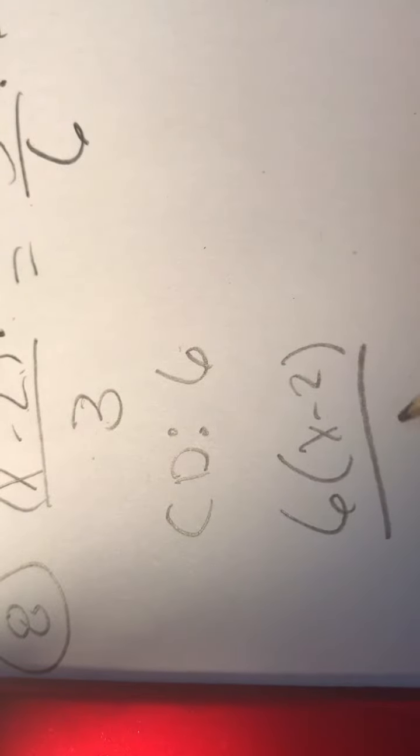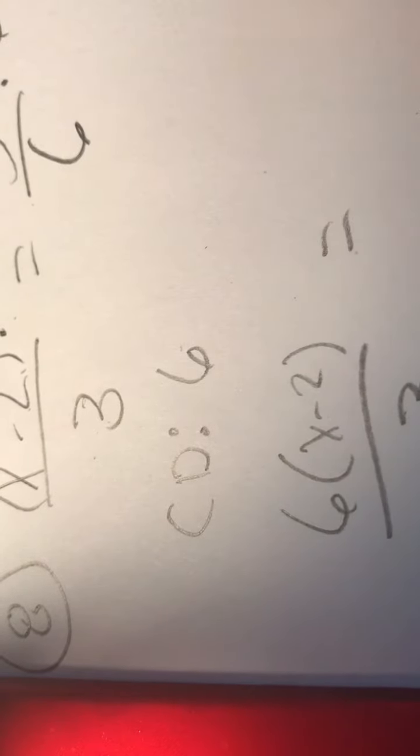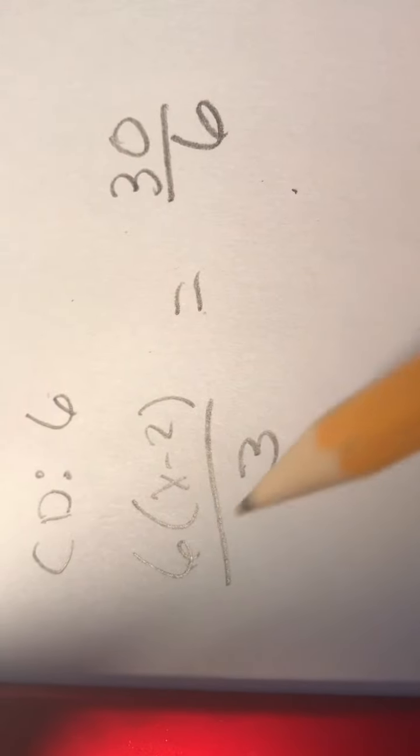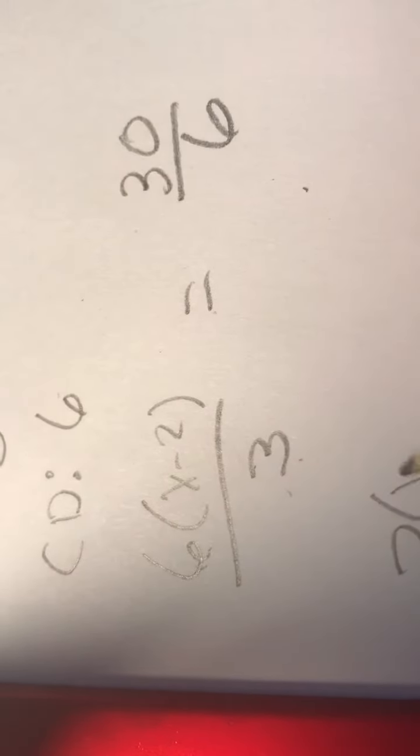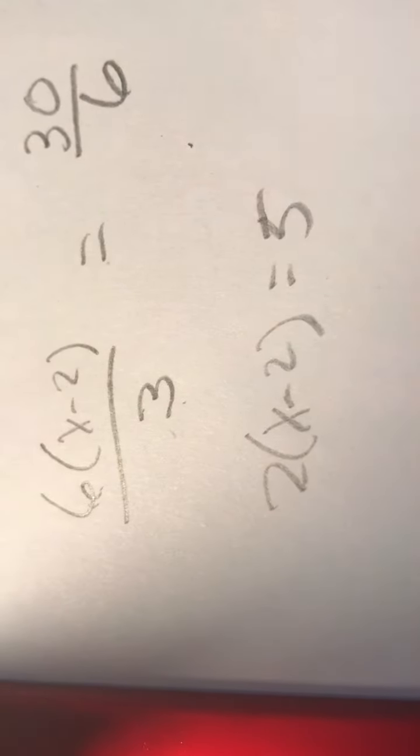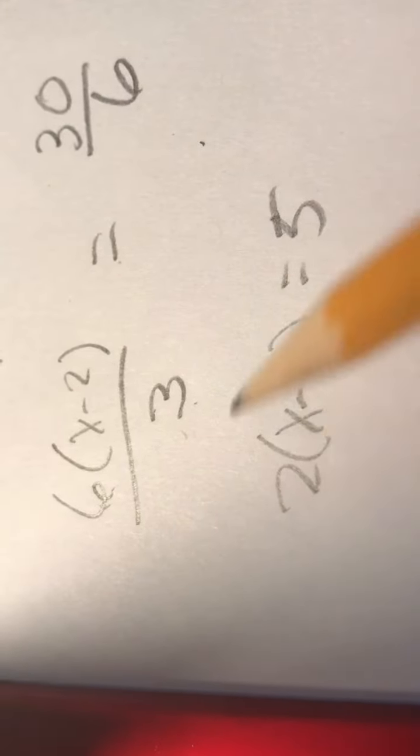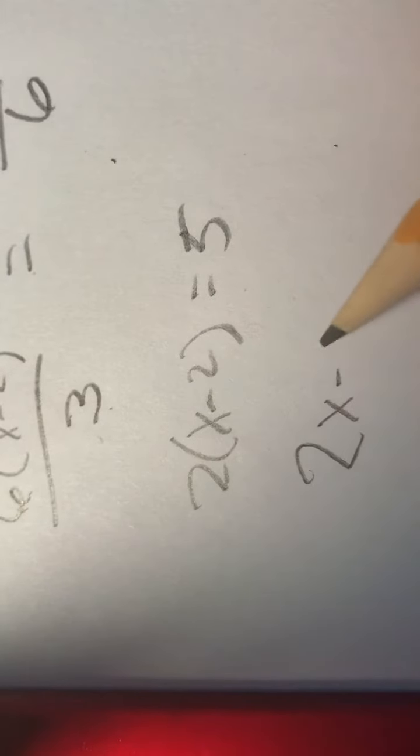6 times the quantity x minus 2 divided by 3. You can already hopefully see a cancellation. And 5 times 6 is 30 divided by 6. Now, some of you might have done it a little bit differently to cancel, but hopefully, when I see this, 6 divided by 3 is 2 times x minus 2. And 30 divided by 6 is 5. Okay. Now, I'm going to distribute it again for this problem. There we go. 2 times x is 2x minus 4.